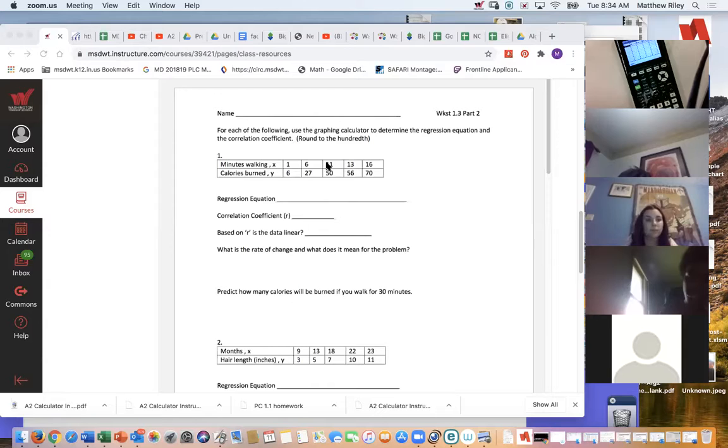So I want you guys to take a minute and fill in the X's. The X's need to go in your L1, the Y's in your L2. Double check your work. We're only doing this once or twice and then we're going to move on.